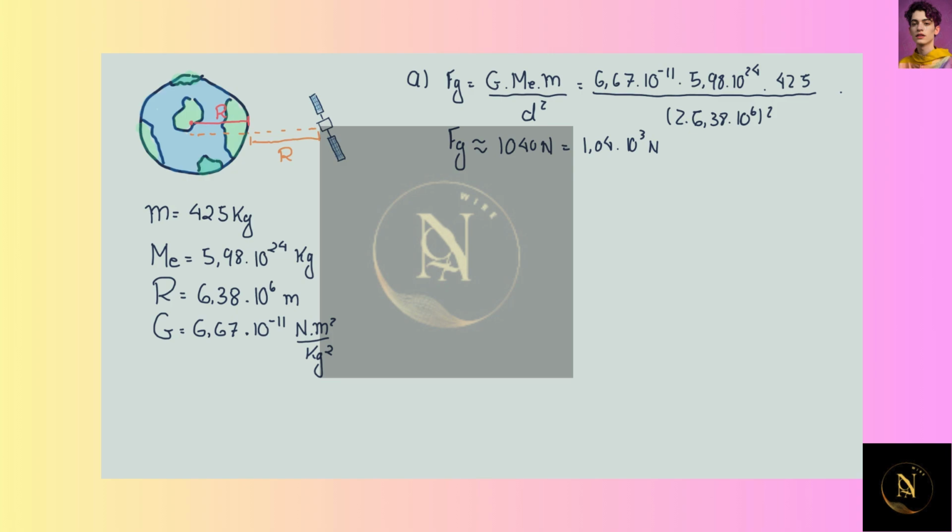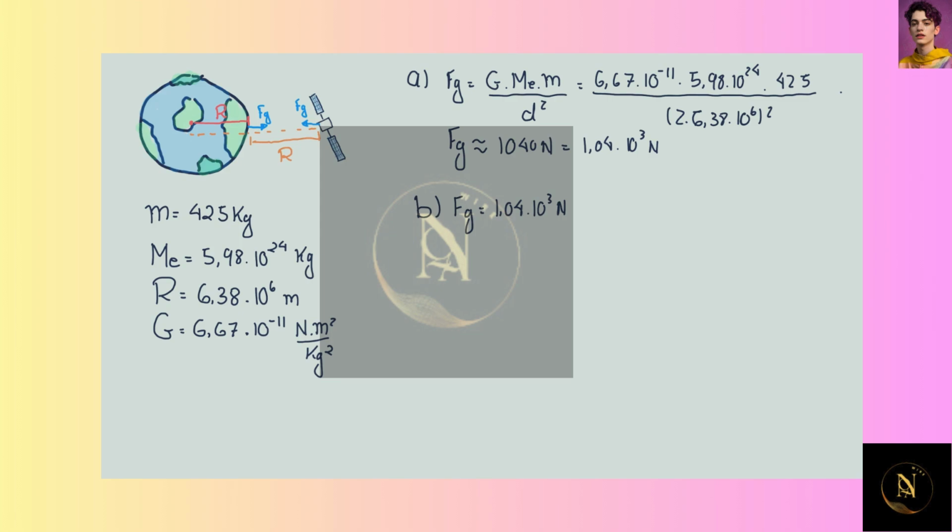It means that the Earth is exerting a force on the spaceship, attracting it, and at the same time the spaceship is attracting Earth with a force of the same magnitude but opposite direction. So, on the second item, we have to calculate what is the magnitude of the gravitational force exerted on the Earth by the satellite. It happens that the gravitational force exerted on the Earth by the satellite has the same magnitude as the gravitational force exerted on the satellite by the Earth. There is a symmetry in the gravitational force. So again, we have 1.04 times 10 to the third newtons.